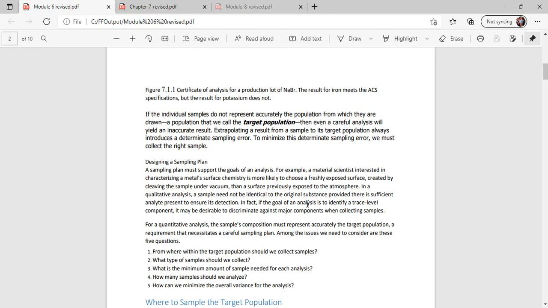Now you have here, in a quantitative analysis, a sample need not be identical to the original substance provided there is sufficient analyte present to ensure its detection. In fact, the goal of your analysis may be a trace level component. It may be desirable to discriminate against major components when collecting your sample. So, anong ibig sabihin sa mga statement?